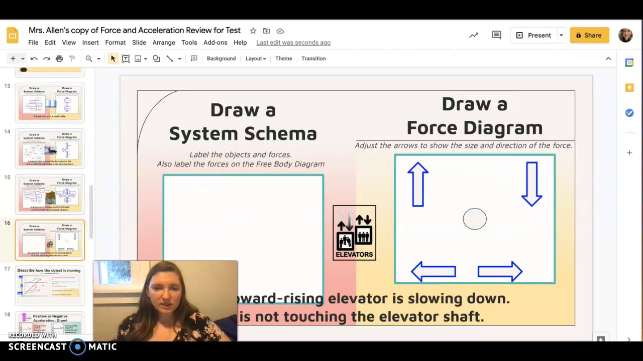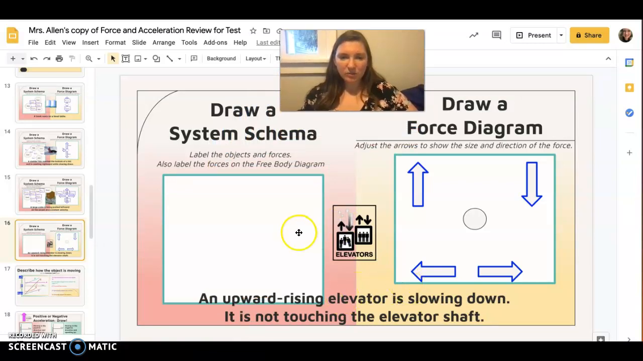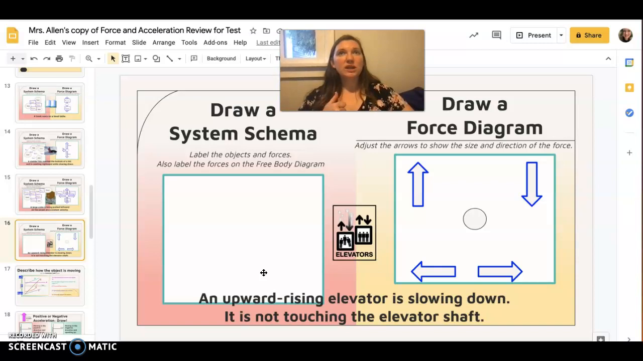All right, so this is an upward rising elevator that is slowing down. It's not touching the elevator shaft. So it's going up, but it is slowing down, which means that the force that's pulling it up is being overcome by the force of gravity, meaning that the force pulling upward is getting less and less.